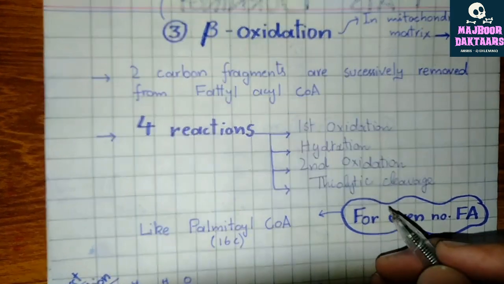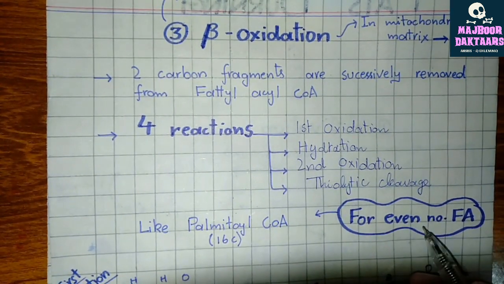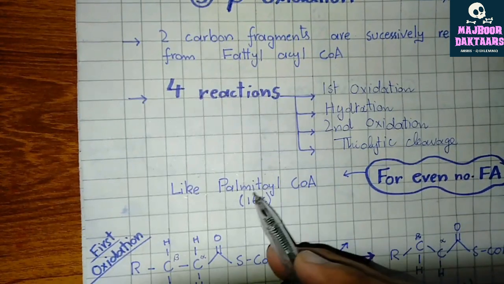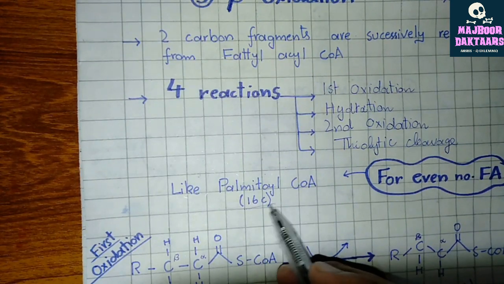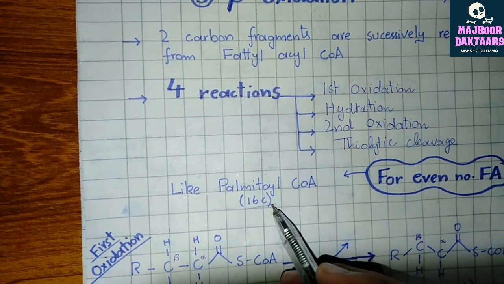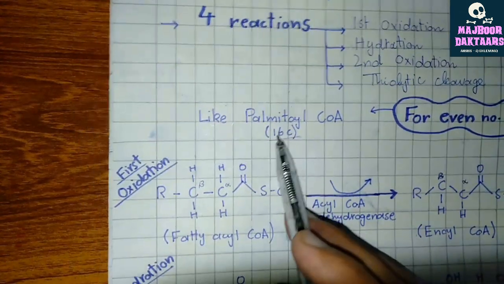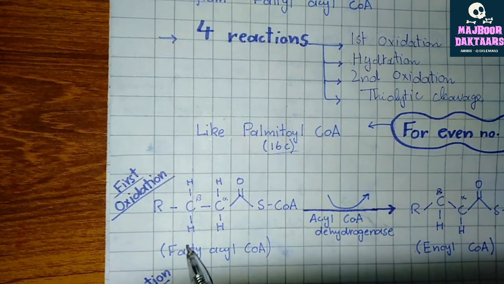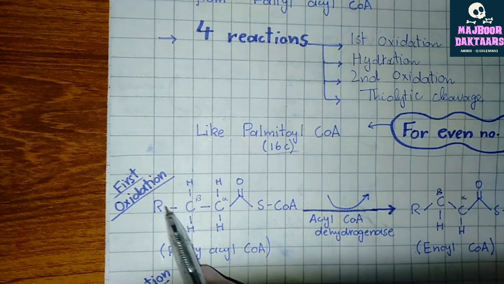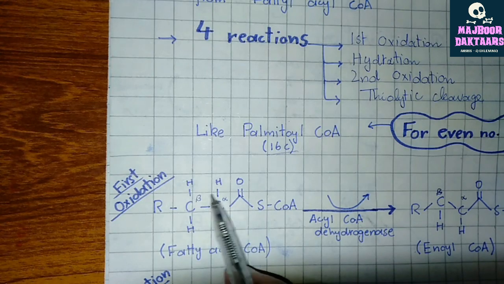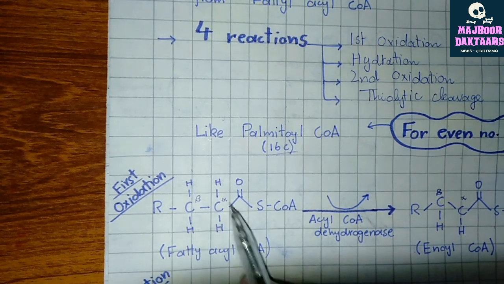Now, beta oxidation is different for even number fatty acids and for odd number fatty acids. Talking about even number fatty acids like palmitoyl CoA, which contains 16 carbon atoms, as we have explained, it occurs in four reactions. So moving toward the first reaction, that is the first oxidation. In a fatty acyl CoA, this is the alpha carbon, and this is the beta carbon. We are concerned with both these carbons.